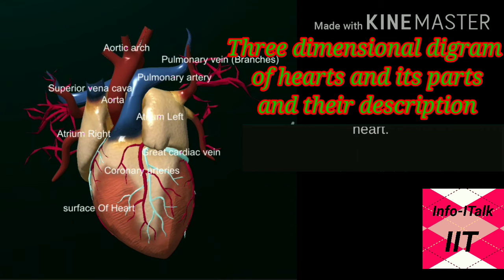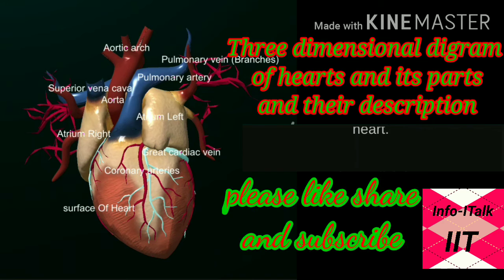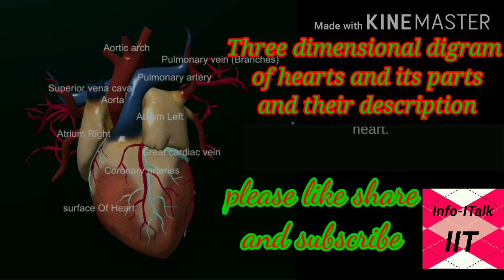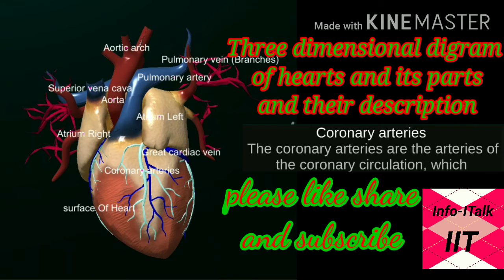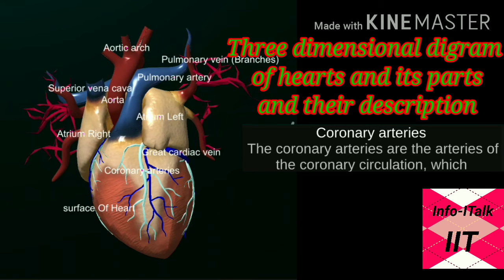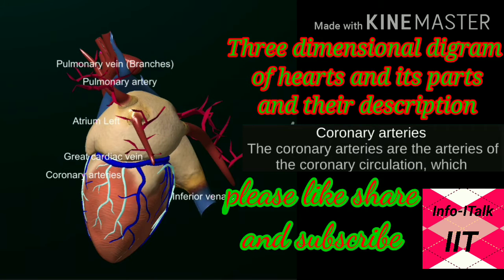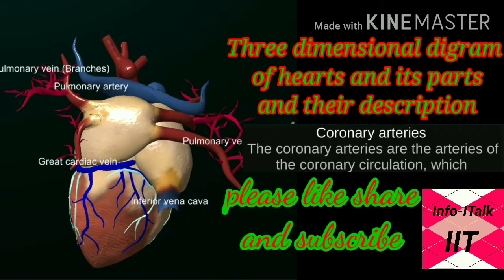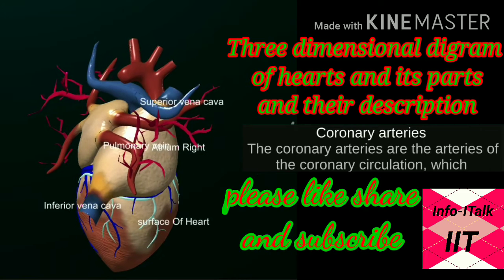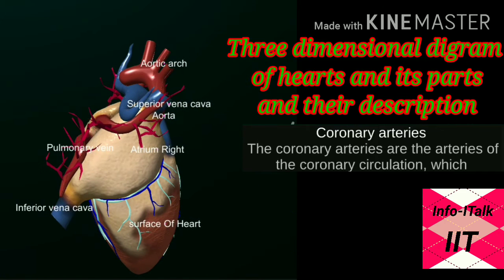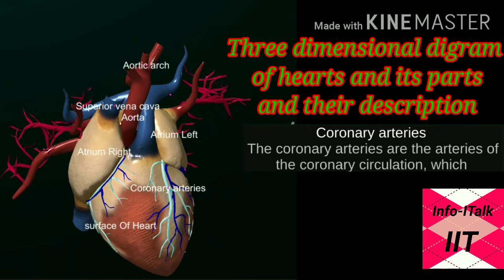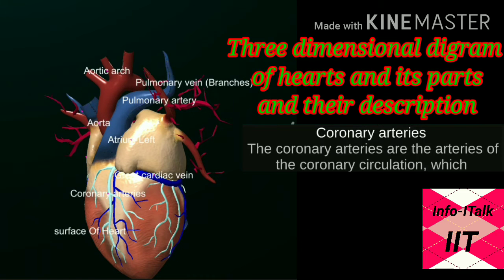Okay, now we discuss the next type of vein, called coronary arteries, which is sky blue color. The coronary arteries we see, this is also a great cardiac vein type around the heart surface. See clearly. These are the coronary arteries.